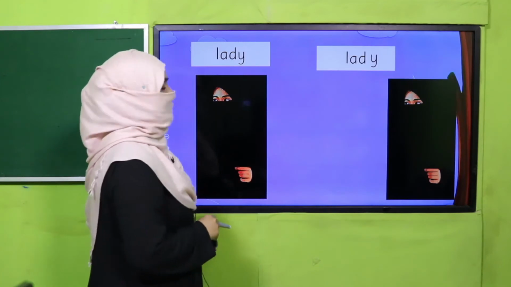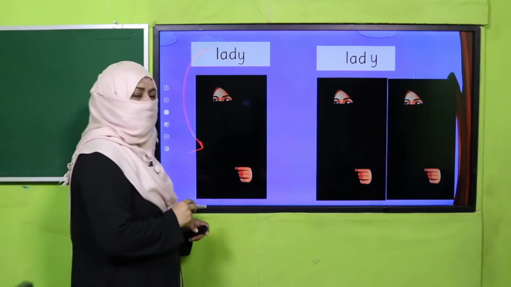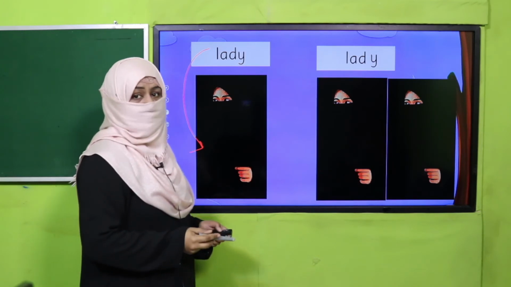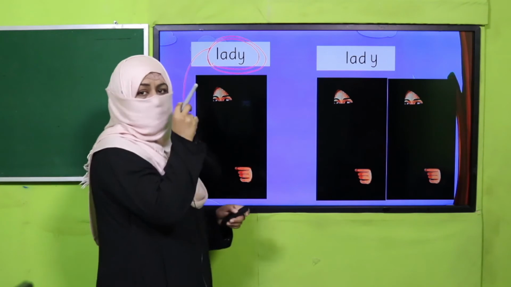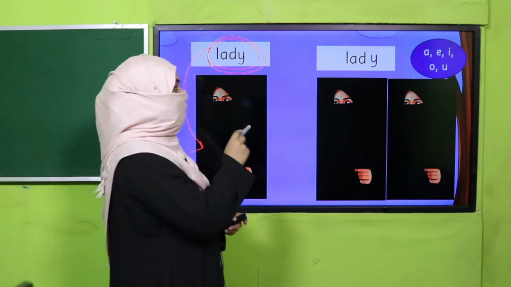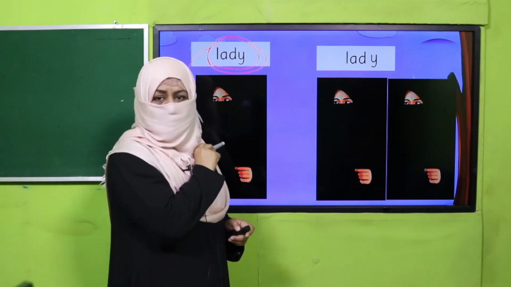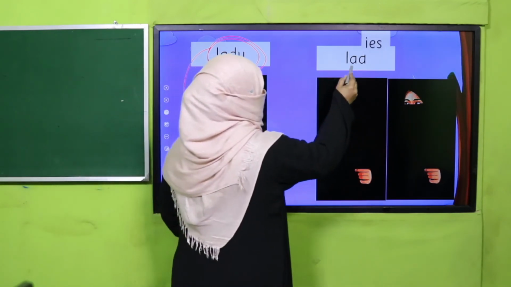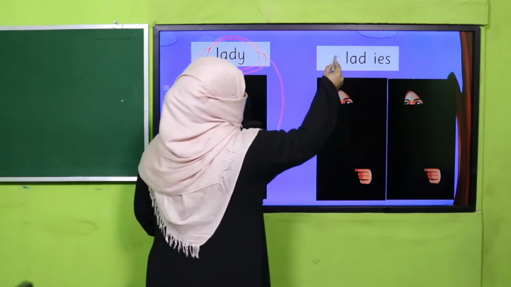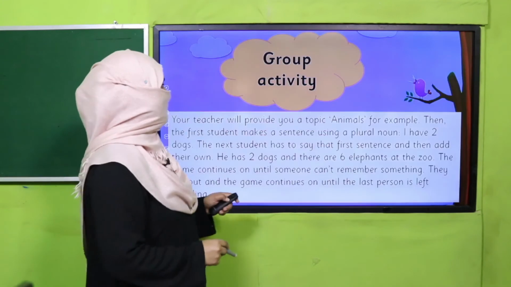The next is lady. One lady, singular, more than one. Now it's plural. What do we have to do? We have to change this singular noun into plural. And how do we do that? Before Y, is there any vowel letter? No. So remove Y and add IES. Ladies. Lady singular, ladies plural. You getting it? Good job.